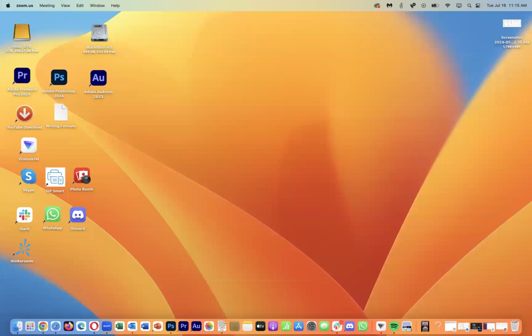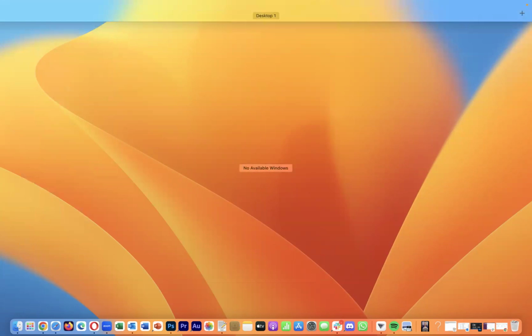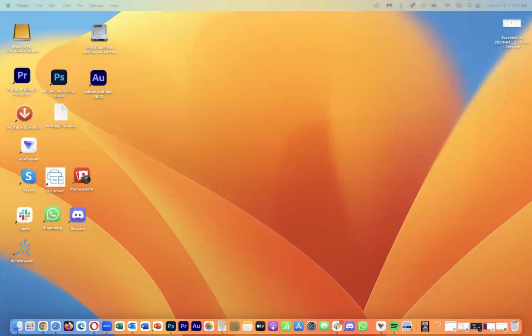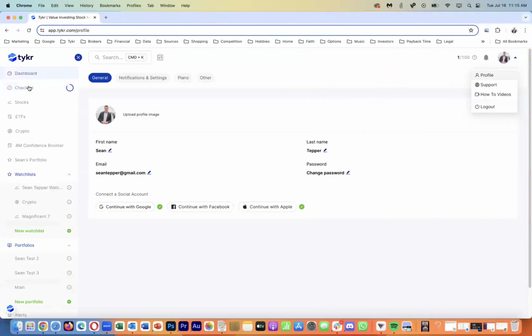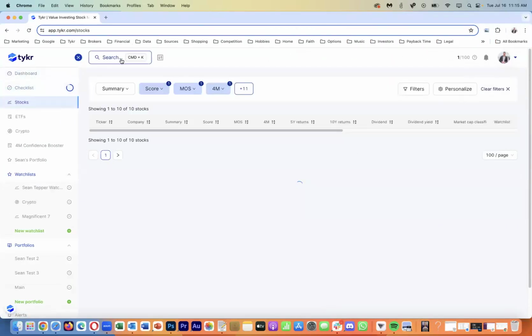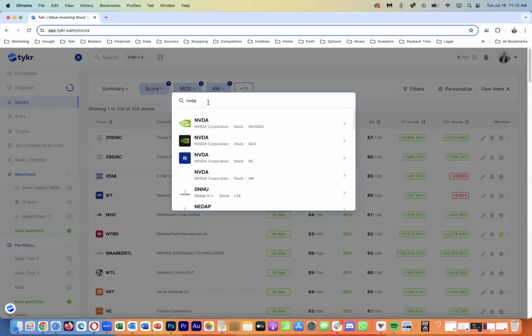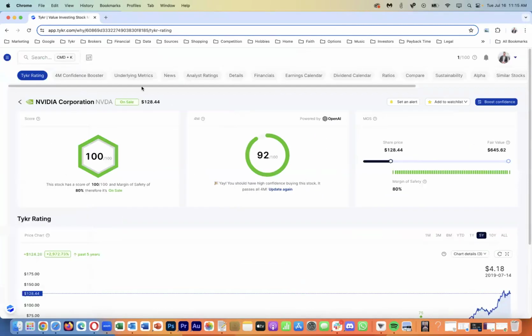Real quick here, there's a question from Anis Ahmed. Hopefully, I didn't slaughter your name there, but you asked, how is the stock split impacting the Tykr score? The answer: stock splits don't impact the score. What does, I'll share my screen, we'll take a look at Tykr. We'll actually go to NVIDIA again. A stock split doesn't impact the summary score or margin of safety.